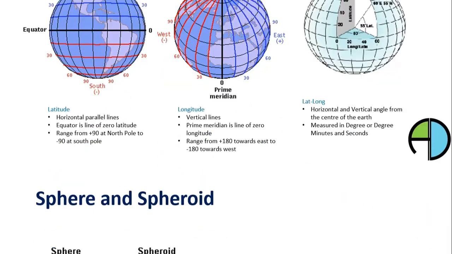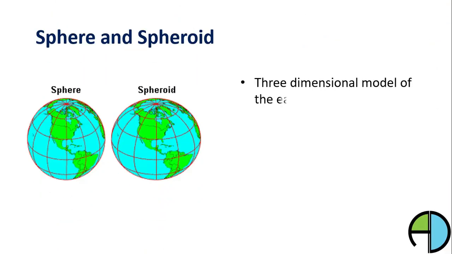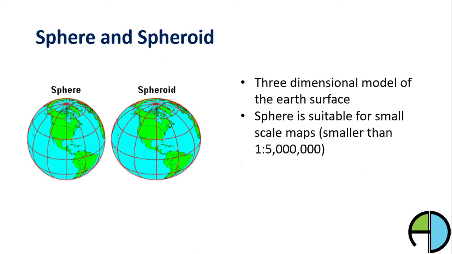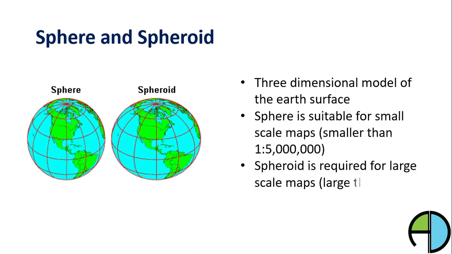There are various components involved in geographic coordinate system. First and foremost is a sphere. Sphere is nothing but a three-dimensional model or representation of the Earth's surface. We can represent Earth's surface by a sphere or spheroid. When we are working on a small scale where detailing or accuracy of the measurements are not very critical, we can select a spherical model.